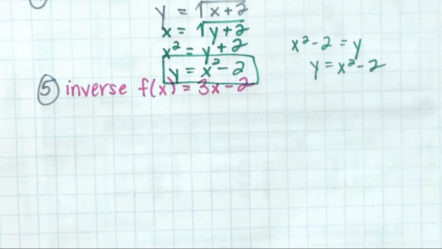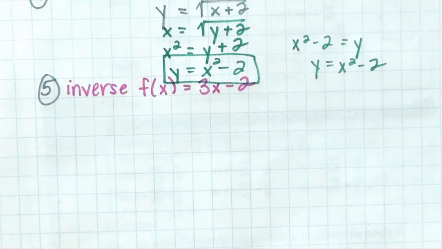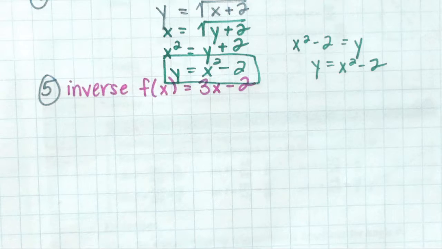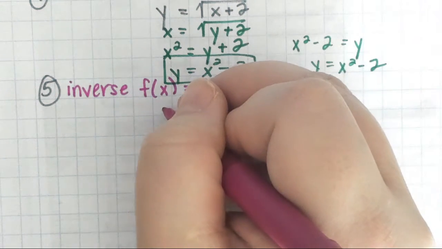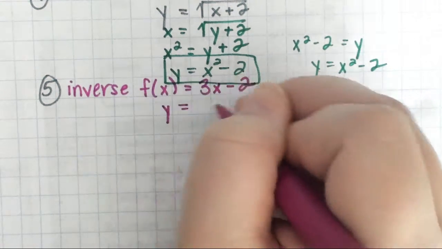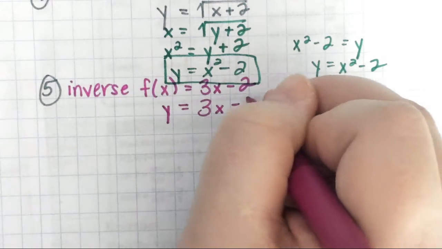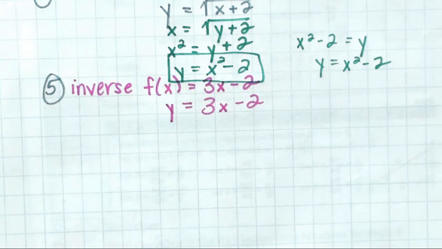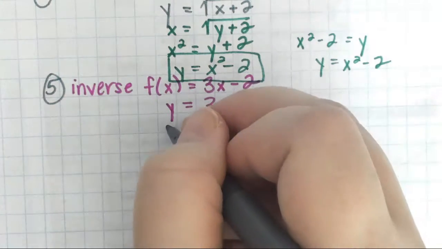Okay, so here is number 5. They asked us to find the inverse of this. So let's replace it. If you can beat me to the answer, your group can have 2 points. It's the exact same process. If you can beat me to the answer, your group can have 2 points.